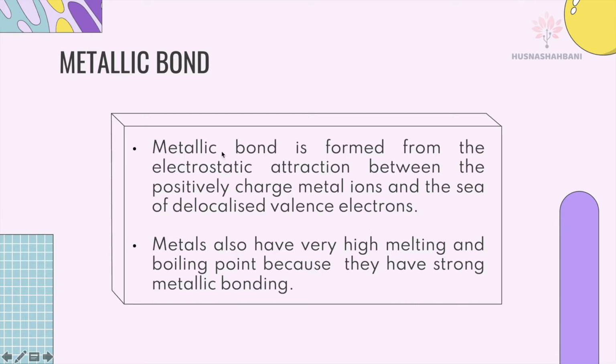Now it's metallic bond. Metallic bond, positively charged metal ions, the metal is positively charged, and the sea of delocalized valence electrons. I'm going to show you on the next slide what the sea of delocalized valence electrons look like. And take note that metallic bond is intramolecular force. It's intra, not inter. This is intramolecular force. Metals also have very high melting and boiling point because they have strong metallic bonding.